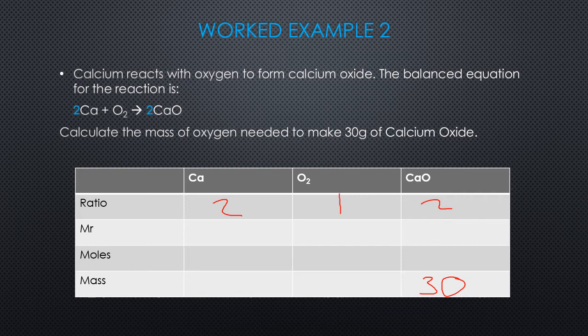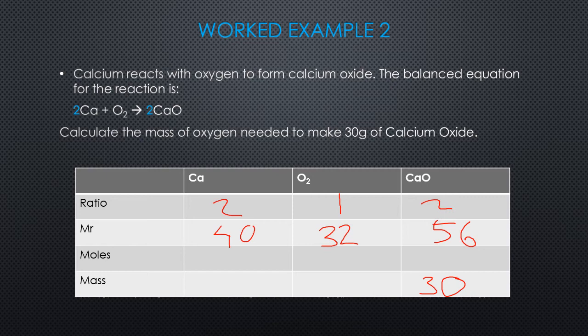What we can work out now is the molar mass of everything, so the relative formula mass of all the elements. So we've got calcium, which is 40. We've got oxygen. Remember, we've got 2 oxygens, so this becomes 32, not 16. So 16 plus 16 is 32. Then we've got calcium oxide. What we need to do is add together 40 plus 16, and we should get 56.